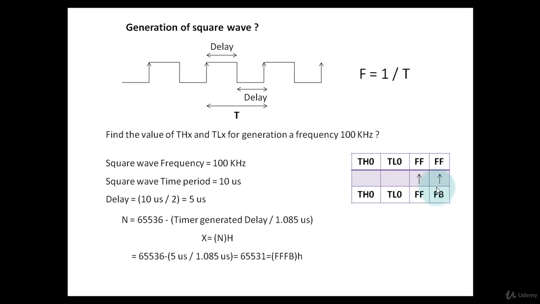So in your code you have to first supply logic 1 to the port pin, then call the timer delay. It will produce a delay of 5 microsecond. Then you make that port pin logic 0, again call the delay, and make this in a while one loop. That will produce a square wave frequency of 100 kilohertz on the particular port pin.